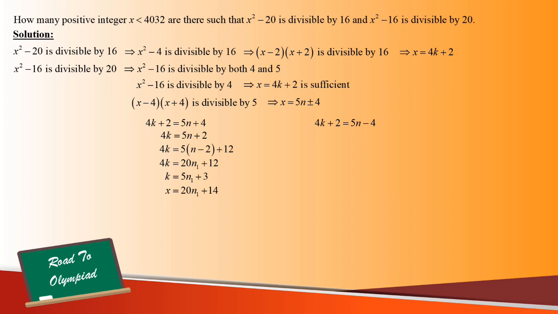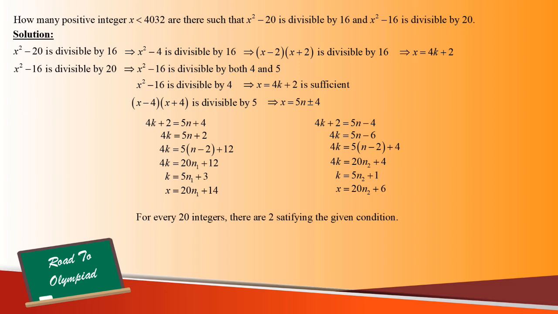Similarly, for 4k plus 2 equal to 5n minus 4, we can argue in a pretty similar way as follows. And we'll obtain x equal to 20n2 plus 6. This is to say that for every 20 integers, we can find two integers that satisfy both the given conditions.